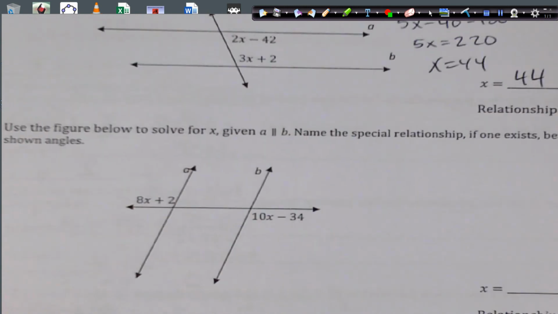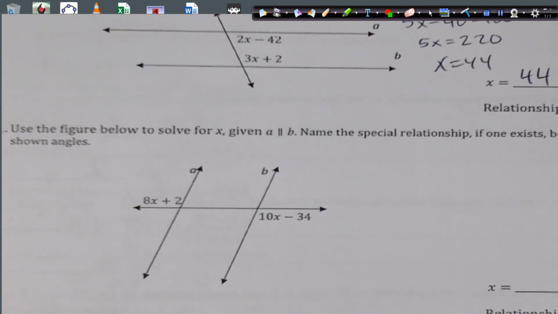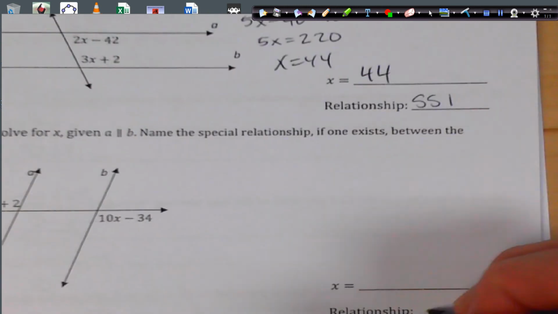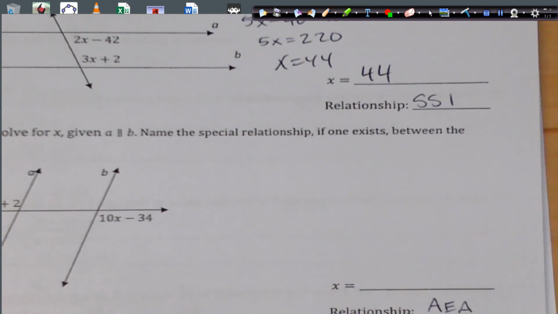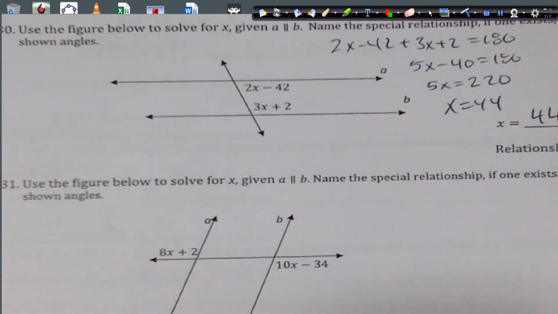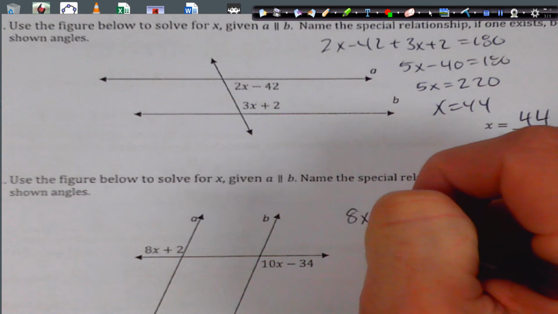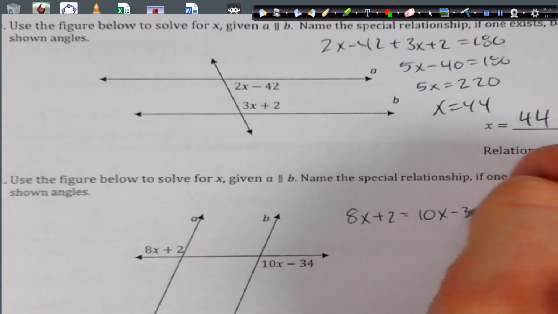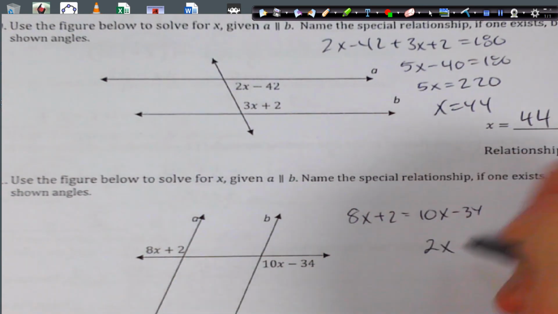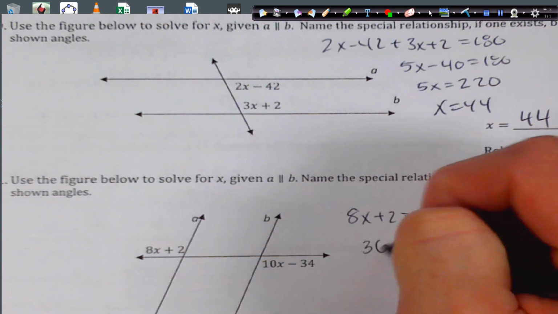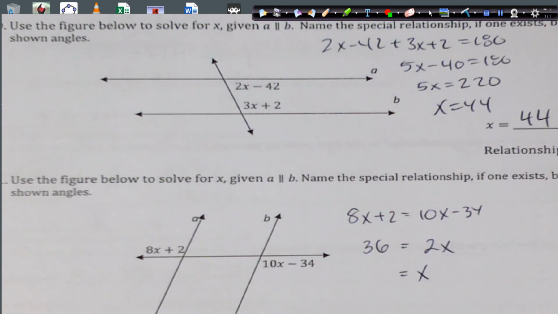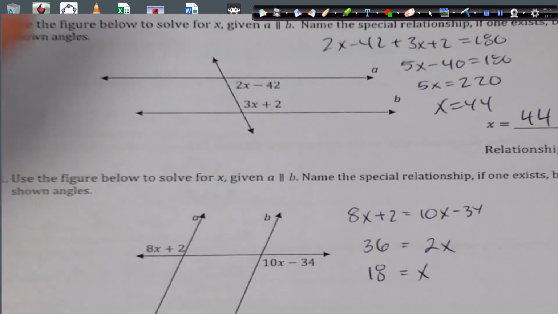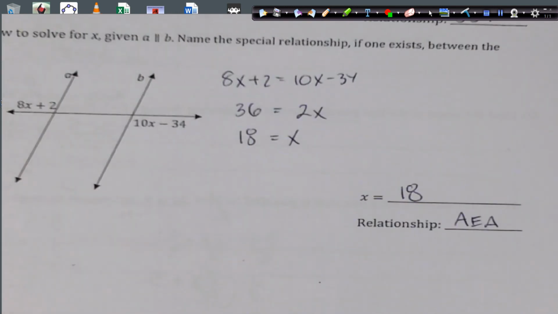Next one. What is the relationship here? These are alternate exteriors, so AEA, alternate exterior angles, which are congruent. So we have 8x plus 2 equals 10x minus 34. Subtract the 8x, that becomes 2x. Add the 34, that becomes 36. Divide by 2, I believe that's 18, but always double check. It is, and we're done. X equals 18 with our relationship being alternate exterior angles.